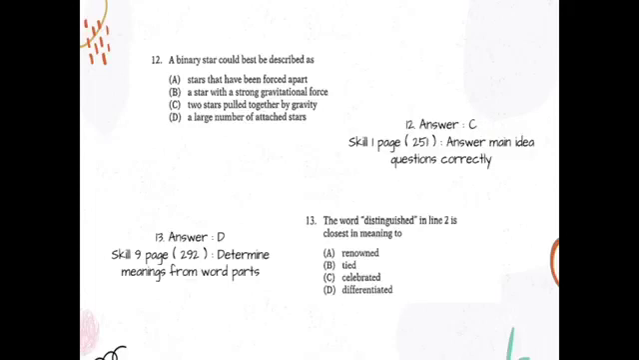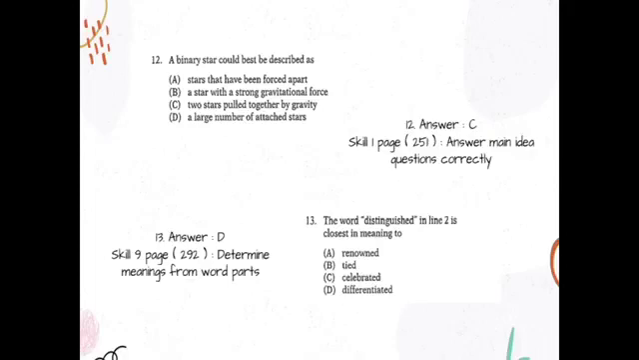You can use skill number 1 in Longman book, page number 2051. Next, number 13. The word distinguished in line 2 is close in meaning to A. Renowned, B. Ted, C. Calibrated, D. Differentiated. The correct answer is D. Differentiated.